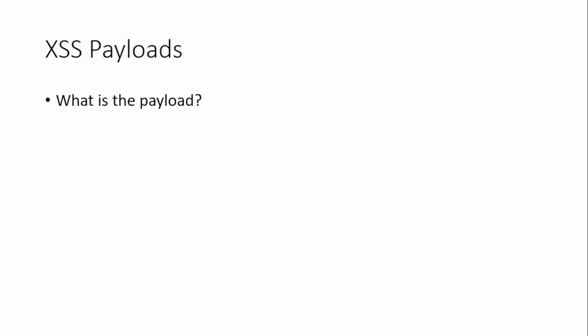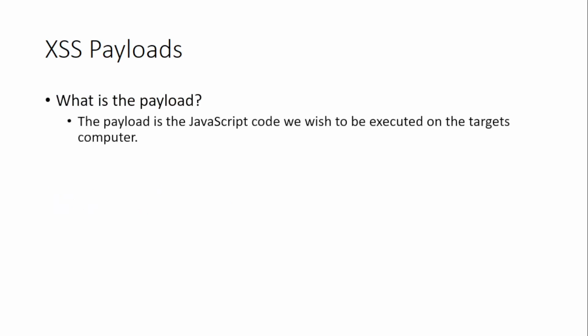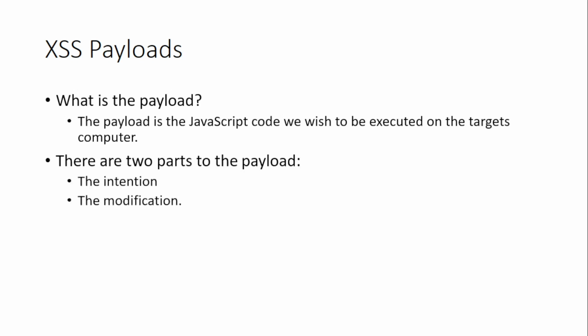What is an XSS payload? And first, what is a payload? An XSS payload is the JavaScript code we wish to be executed on the target's computer. There are two parts to the payload: the intention and the modification. The intention is what you wish the JavaScript to actually do, and we'll see that in the examples just after that. And the modification is the changes to the code we need to make to execute, as each scenario is different depending on where we are.